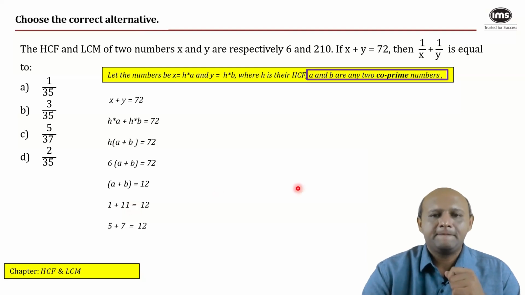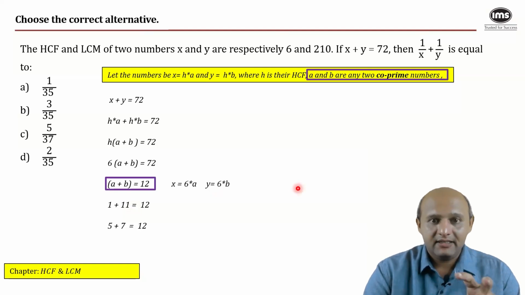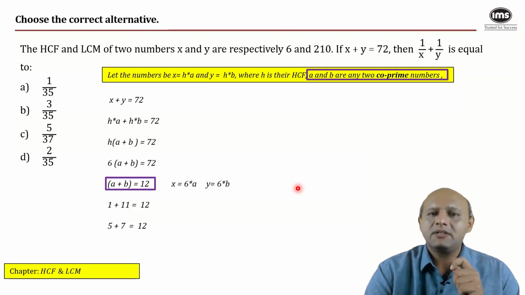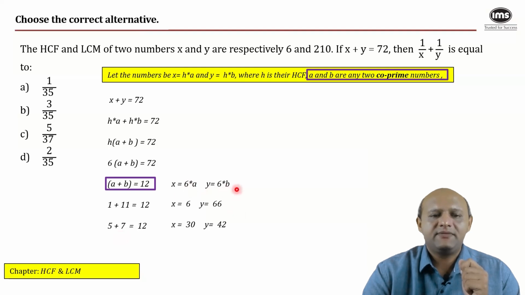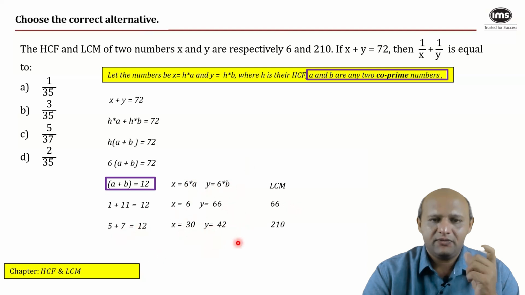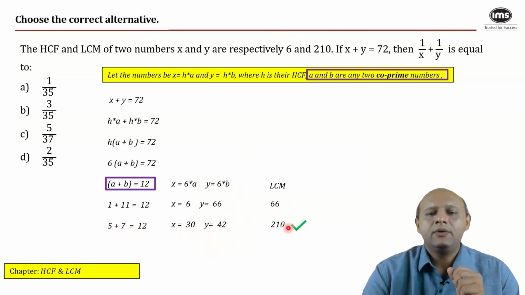Now let's proceed. So a and b are two co-prime numbers. Thinking about the numbers in their entirety, x equals 6a and y equals 6b. If you substitute a as 1 and b as 11, you get the numbers 6 and 66. If you substitute a as 5 and b as 7, you get 6 fives are 30 and 6 sevens are 42. What is the LCM of 6 and 66? It's 66, right? What's the LCM of 30 and 42? 30 can be written as 6 times 5 and 42 as 6 times 7. So 6 fives are 30, 30 into 7 is 210, which is the acceptable set of numbers. Not the first one, but the second one.